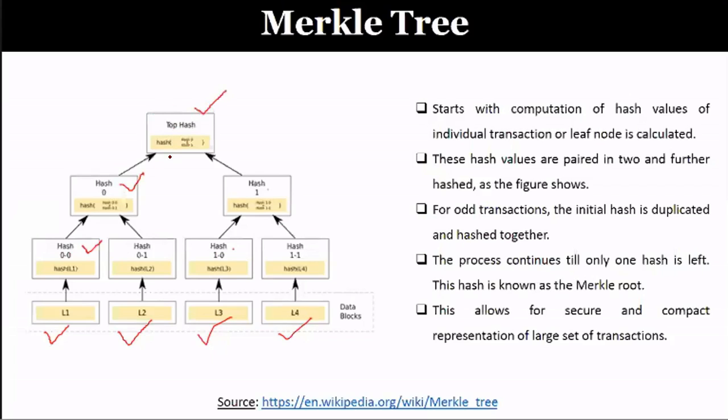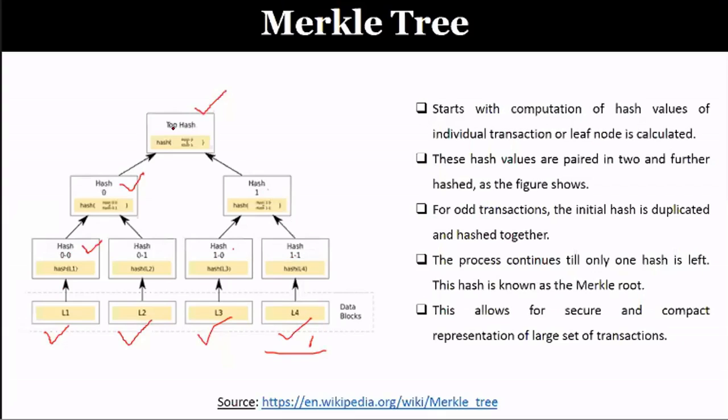This is the hash value that actually compactly represents all these data values. If you change one single bit in any of the data blocks, the corresponding hash value will change. Let's say I change one bit in this block, right? Then this hash will change. If this hash changes, then this hash should change. If this hash changes, then this hash should change.